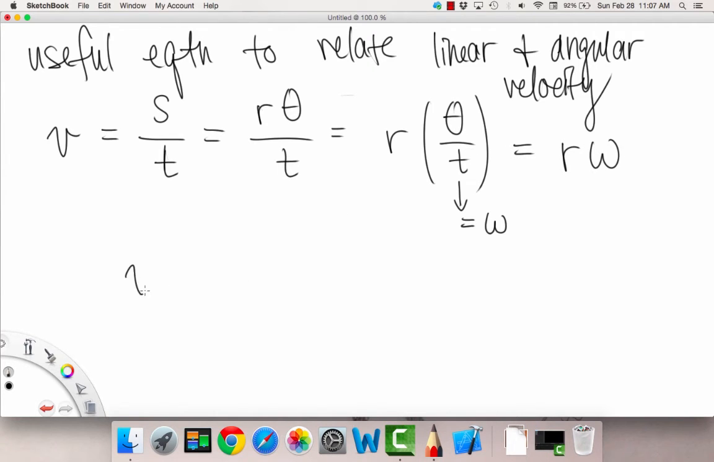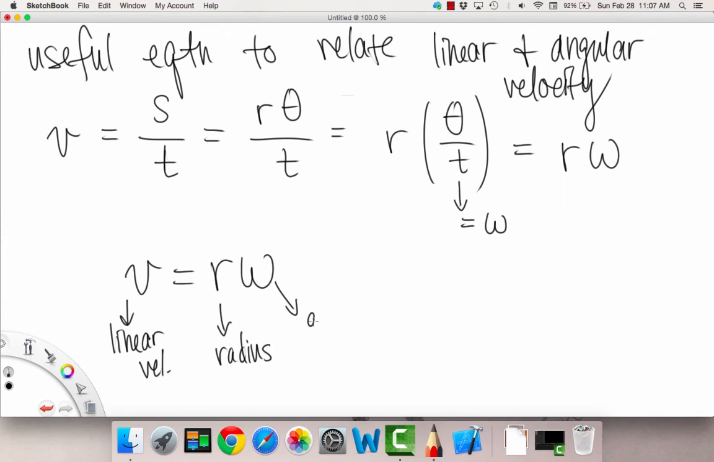So what does this tell us? The resulting equation that we get is v is equal to r times omega. V is our linear velocity, r is our radius, and omega is our angular velocity. So this gives us a very quick way to relate our linear velocity to our angular velocity. All you have to do is multiply omega times r to get your linear velocity, and we're there.